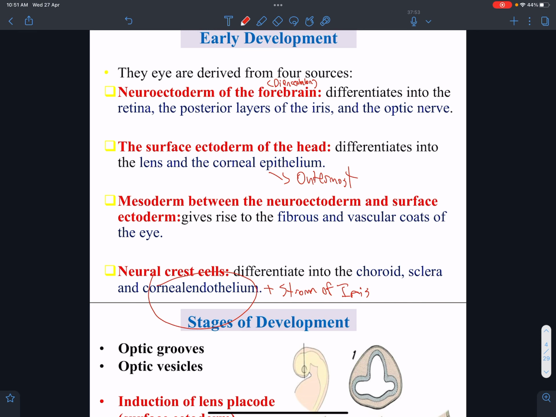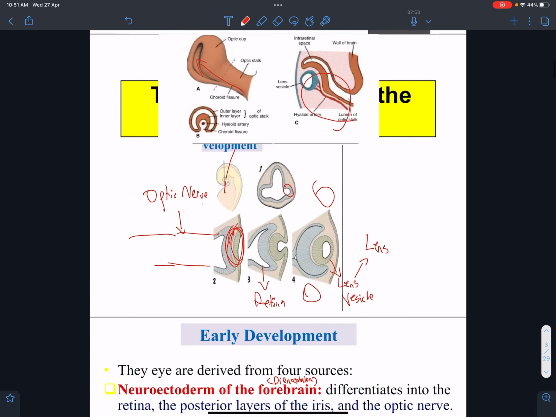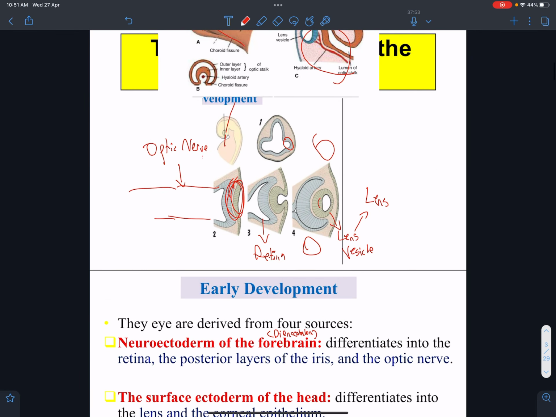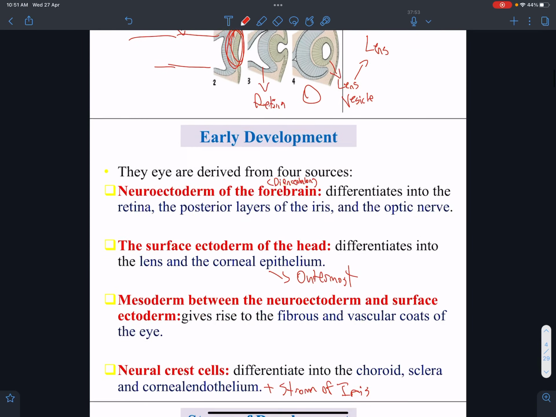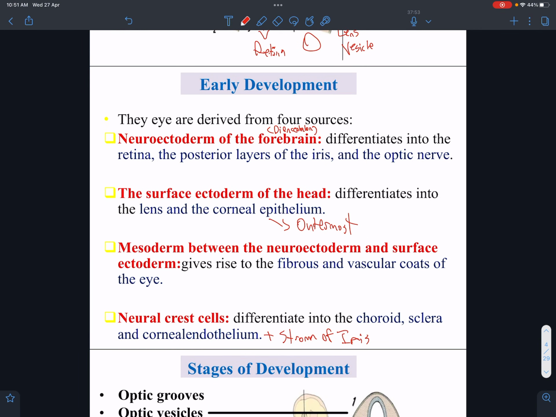Okay. Just to clarify, now we finished the development of the lens. So if I asked you where the lens is developed from, the surface ectoderm. The retina is developed from where? From the neuroectoderm, the forebrain. Be more specific, the optic cup. Okay. Now we will see the iris. So for the iris, we saw that one part comes from the neural crest cells, which gives the stroma, and the other part of the iris, the posterior layers, meaning its muscles, will come from the neuroectoderm.